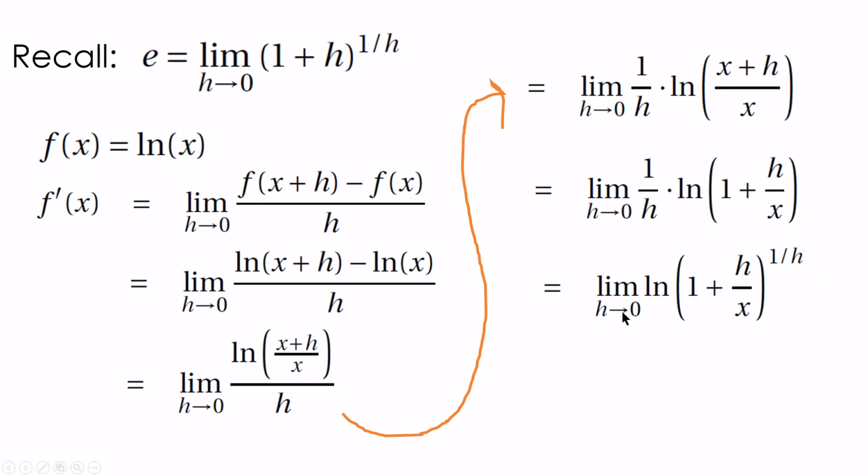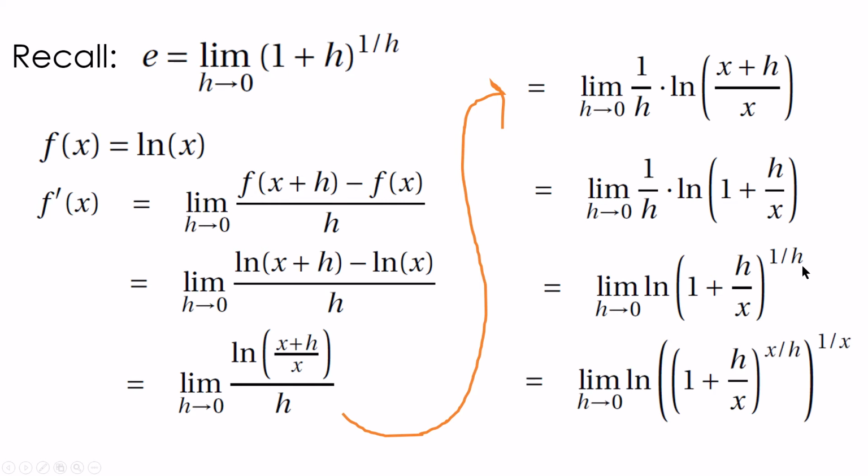Now, as h goes to 0, h over x also goes to 0. The only problem is I have 1 plus something raised to the 1 over h, it's not the same thing. I need h over x here and this to be 1 over h over x. So I need to multiply by x and divide by x in the exponent so that I end up with what I want. So I will do this. Notice that what I've done is I've replaced 1 over h with x over h raised to the 1 over x. And if I multiply those together, the x's will cancel out, and I'll get back to my original statement over here. Okay, so I'm kind of crowding in the corner.